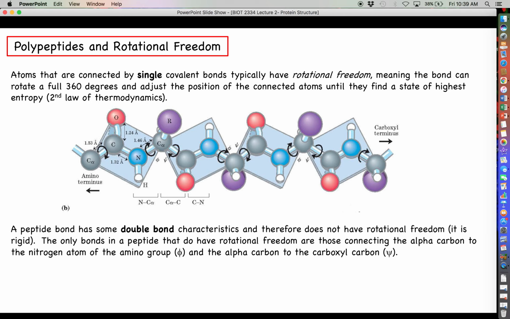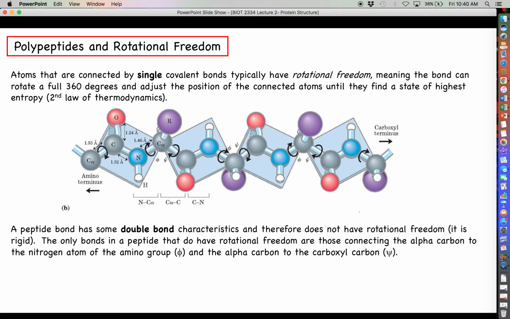So there are a number of different chemical bonds that actually make up a peptide. You've got the bond between the alpha carbon and the carboxyl carbon. You've got the bond between the carbon and the nitrogen here, the nitrogen and the alpha carbon. So we've got a whole bunch of bonds here. Not every bond that we see here is actually a single bond. It turns out that the peptide bond that joins the carboxyl carbon to the amine nitrogen is actually not really a single bond. It actually has some double bond characteristics.